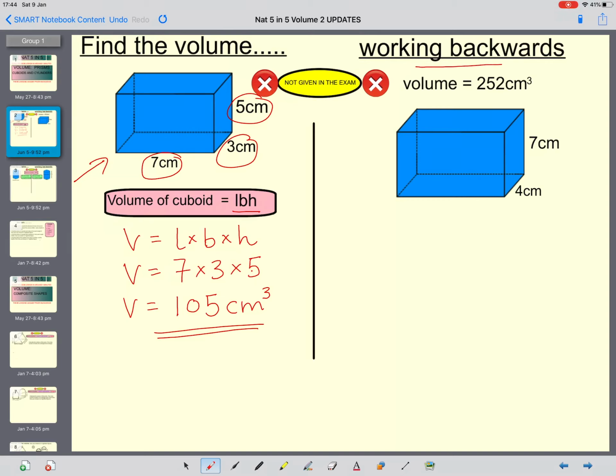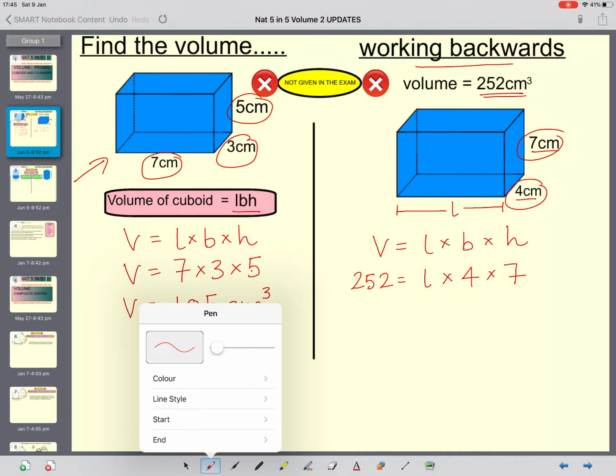Okay, let's look at the one on the right hand side. So we're working backwards here. You're told the volume is 252 centimetres cubed. You're given the breadth and the height, and you're not given the length. I'm just going to call this L for the length. You're going to start off the exact same way. You're going to write volume equals length multiplied by breadth multiplied by height, and you're going to substitute in everything that you know. So you know the volume is 252. We write that in. You don't know the length, so I'm just going to keep that L for length. You know the breadth is 4, and you know the height is 7.